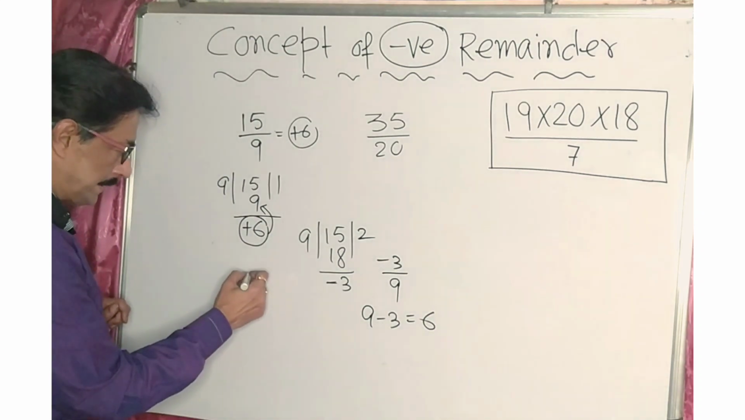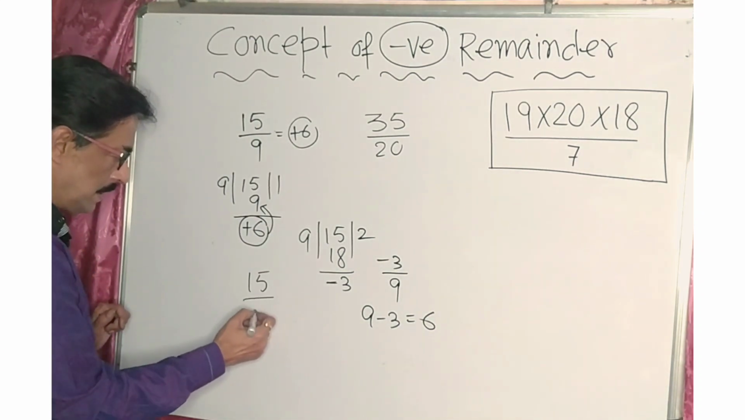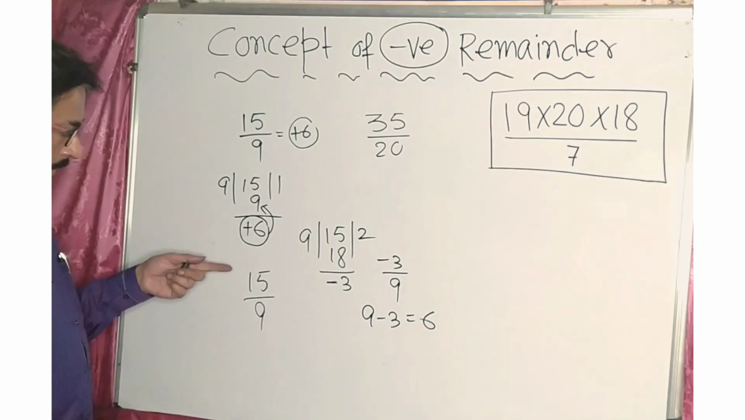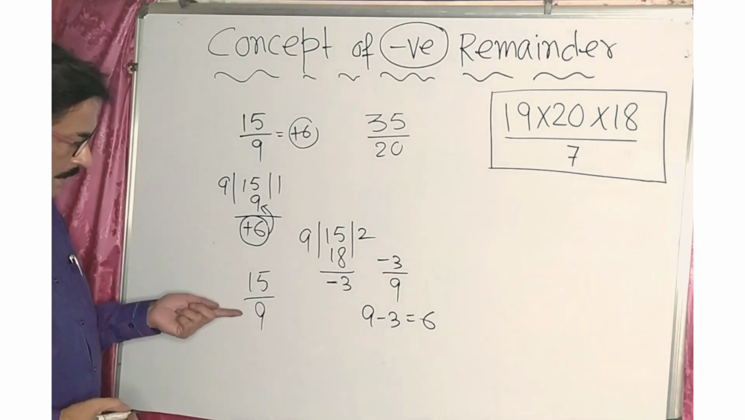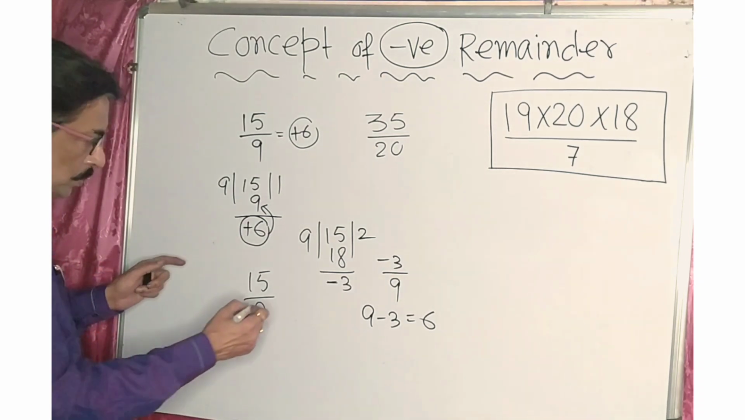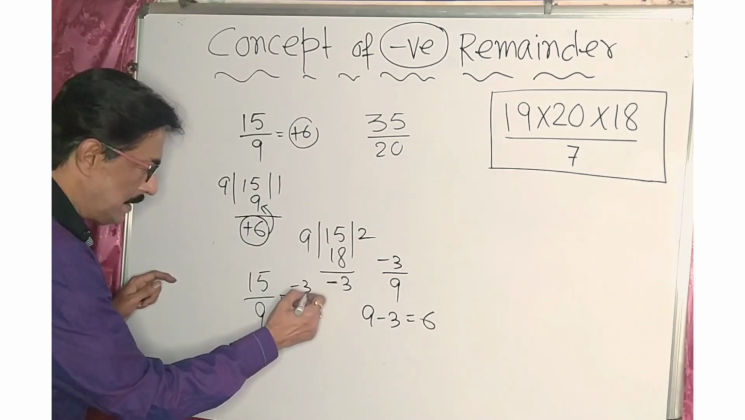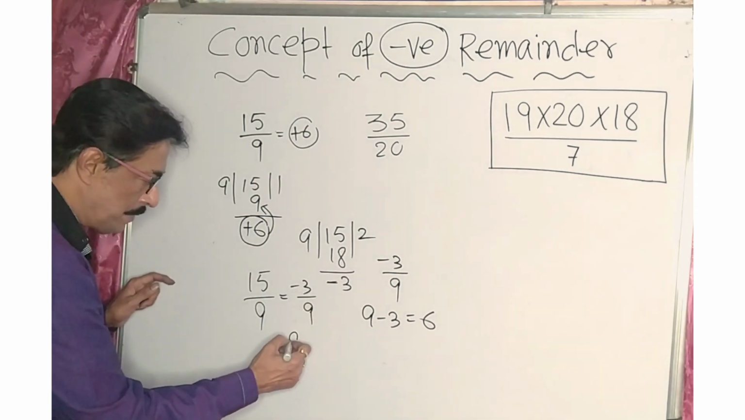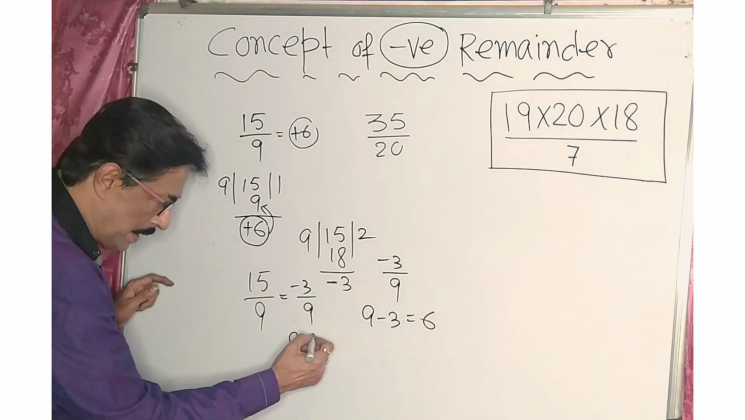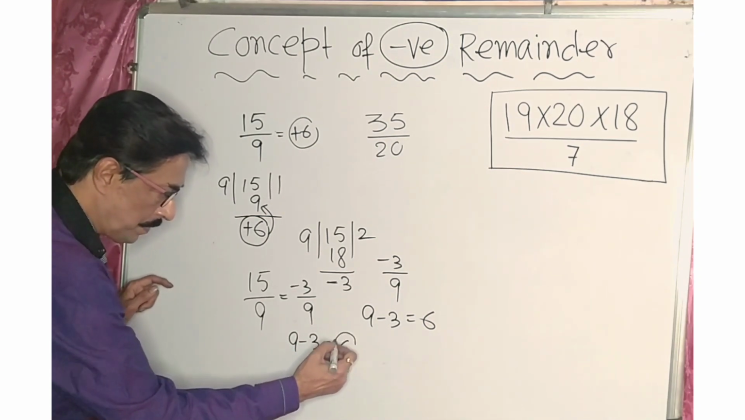Again, if I say 15 by 9, I want to cross it with the number nearest to 15. So 9 to 18. How much more? 3 more. So I can write minus 3 by 9. Ultimately your remainder will be 9 minus 3 equal to 6.